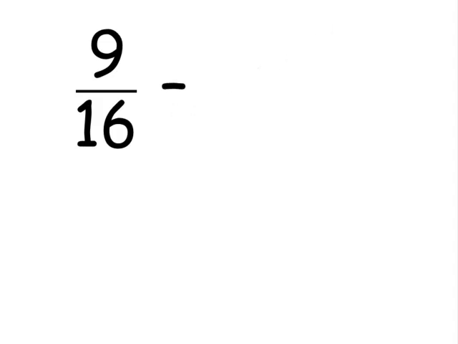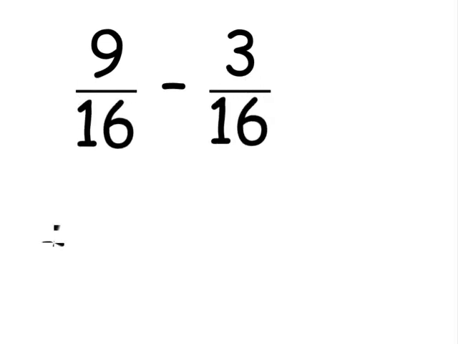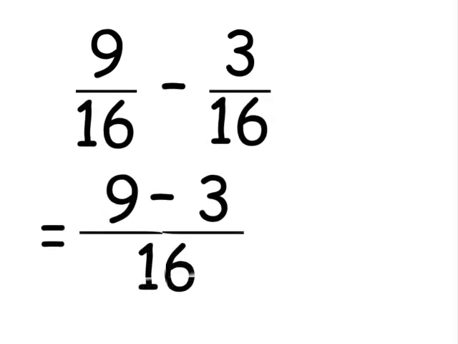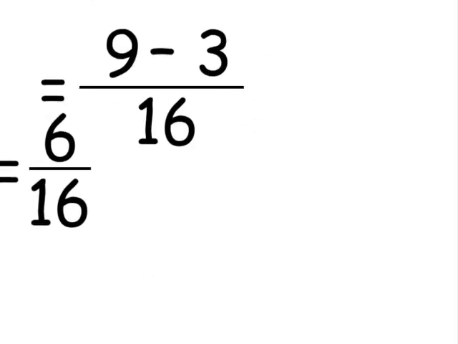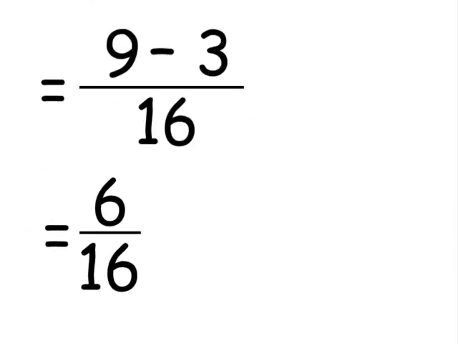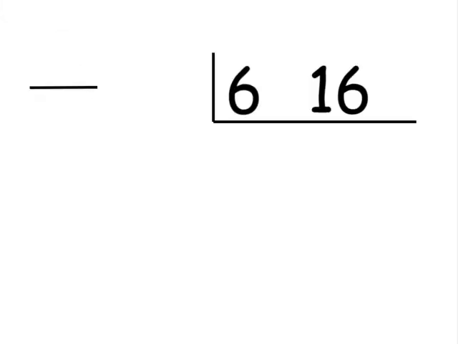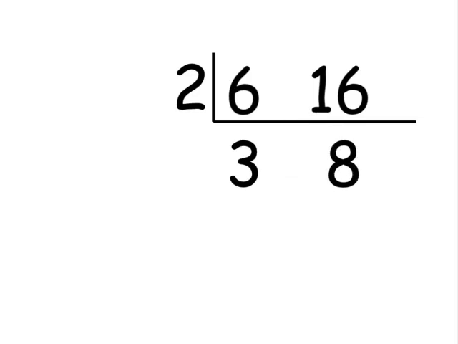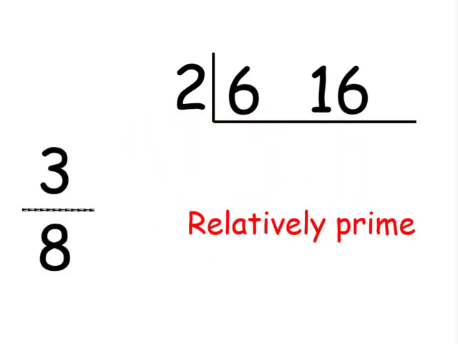9/16 minus 3/16. Since our denominators are the same, we can write 9 minus 3 over 16. 9 minus 3 is 6. Our answer is 6/16, but needs to be reduced. 2 can go into both 6 and 16 evenly, so our answer is 3/8.